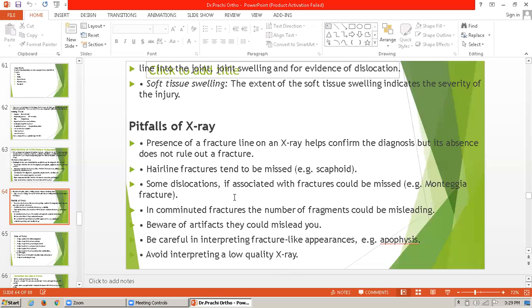So, hairline fractures tend to be missed, like scaphoid fracture, and some dislocations, if associated with the fracture, could be missed. And in comminuted fractures, the number of fragments could be misleading. Be aware of artifacts, they could mislead you, and be careful in interpreting fracture-like appearances or apophysis, and avoid interpreting a low quality X-ray.